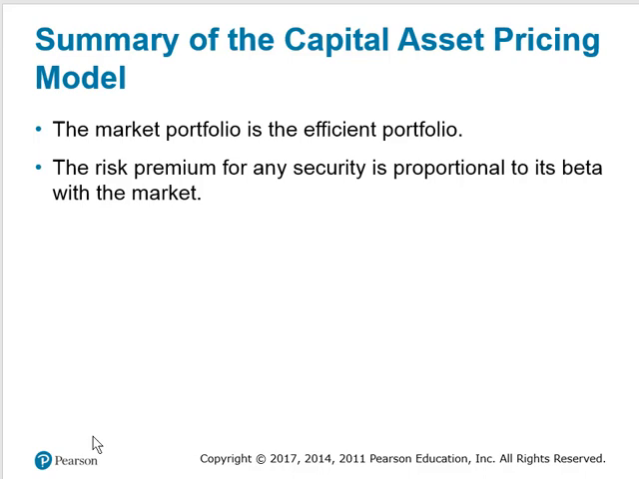If you wanted to build a new plant or have a new product line for a company, what rate of return should you expect to get? Well, if we can calculate the beta, the systematic risk of that project, we should be able to calculate the expected rate of return on that asset.